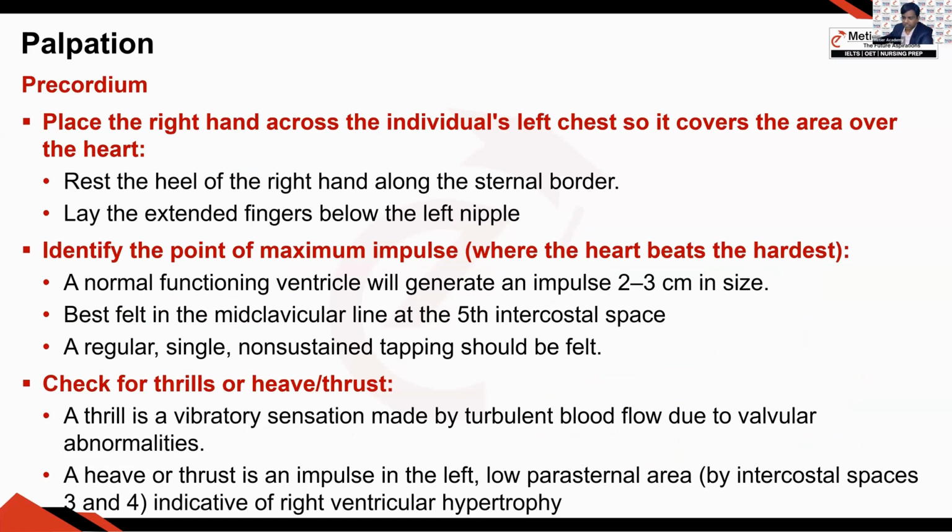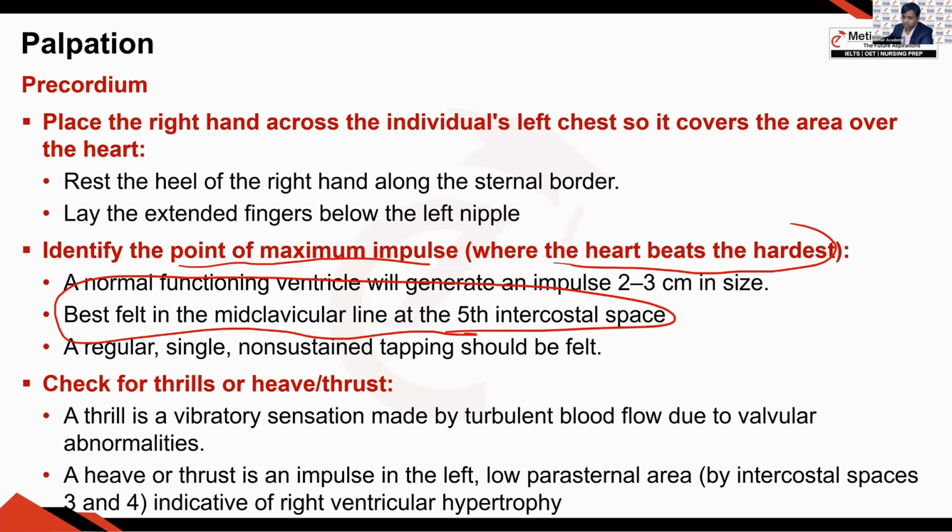Now, how are they assessing? As I said, the most important thing here is to identify the point of maximum impulse, where the heartbeat is felt. Usually it is in the fifth intercostal space, mid-clavicular line. This is your maximum impulse, where the doctors assess through palpation. We can keep the hand there and assess.